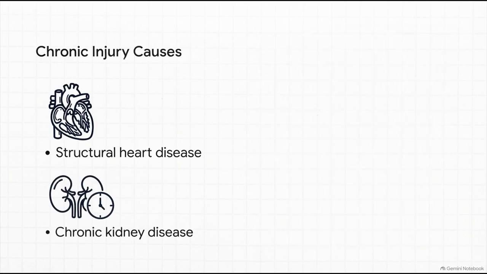And what if you're auditing the labs and you just see this stable, flat, but elevated troponin level day after day? Well, that's where your detective work points to chronic injury. This is not a sudden, acute event. Usually, this stable elevation is bubbling up from long-term underlying issues. We're talking structural heart disease or chronic kidney disease, where the kidneys just aren't doing a good enough job clearing that baseline troponin out of the blood.